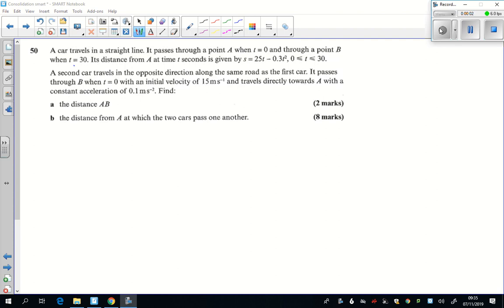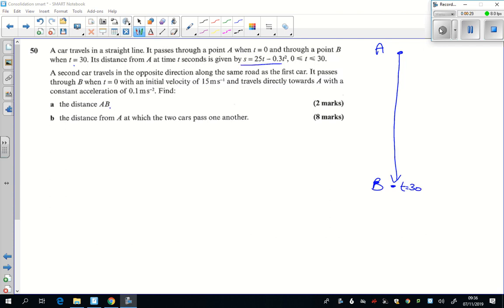Question 50. It looks harmless enough that it's going to be a standard sort of travel question, but it gets quite interesting in part B. Let's start with part A. No difficulty here. You're starting at a point A when t is 0, and this car's travelling all the way down here to point B after 30 seconds. And part A just says, well, how far is it?